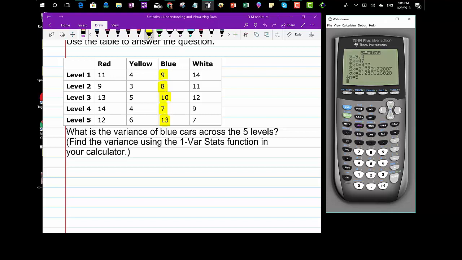Okay, so I was told to assume this was the entire population, so this would be the entire population of blue cars. And if I'm looking for the variance of blue cars, I would use sigma x as my standard deviation. So let's write that down. Sigma x equals 2.0591. That's my population standard deviation.